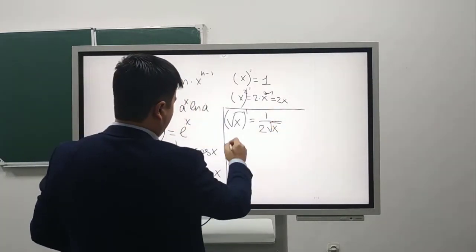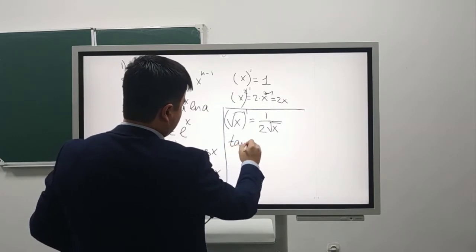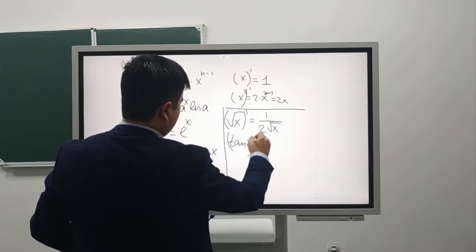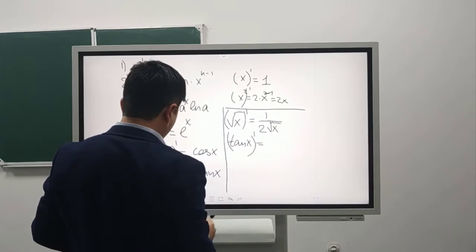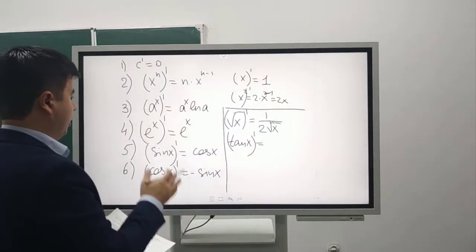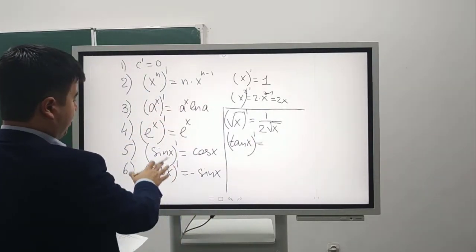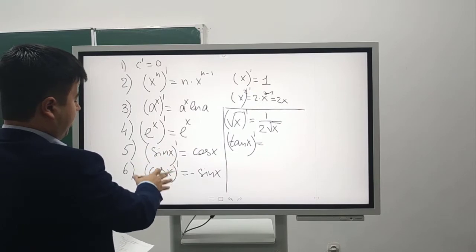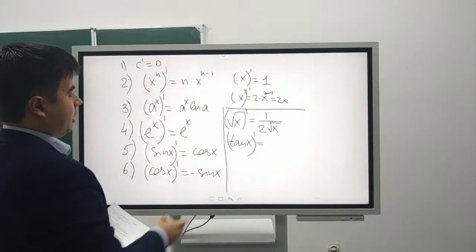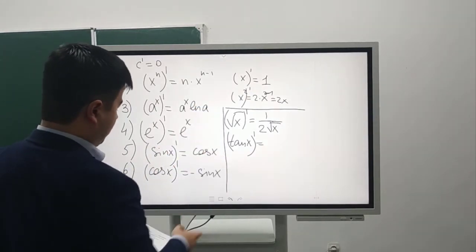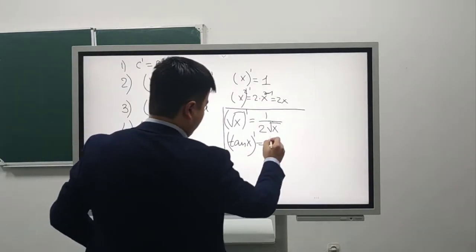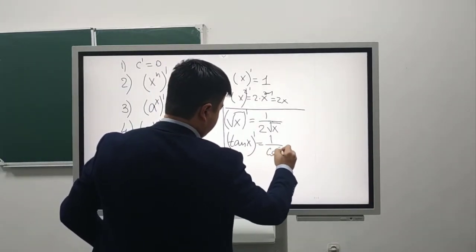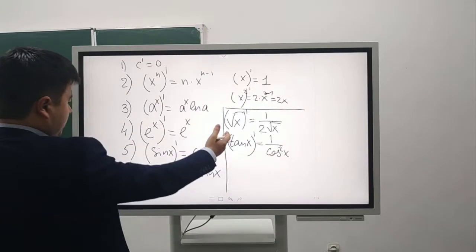And the next one, tangent x, from trigonometric functions. So here we can write for other trigonometric functions also: sine, cosine, tangent, cotangent, arcsine, arccotangent. Let's write other ones also. So tangent x, it is 1 over cosine square x. And how to get this one, tangent x?